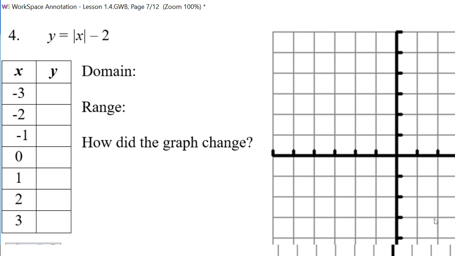Okay, the grouping symbols first. If I put in -3 for x, what's the absolute value of -3? 3, and what is 3 minus 2? 1. So the first answer was 1. If I put in -2 for x, what's the absolute value of -2? 2, and what's 2 minus 2? 0. If I put in -1 for x, what's the absolute value of -1? And 1 minus 2? -1.